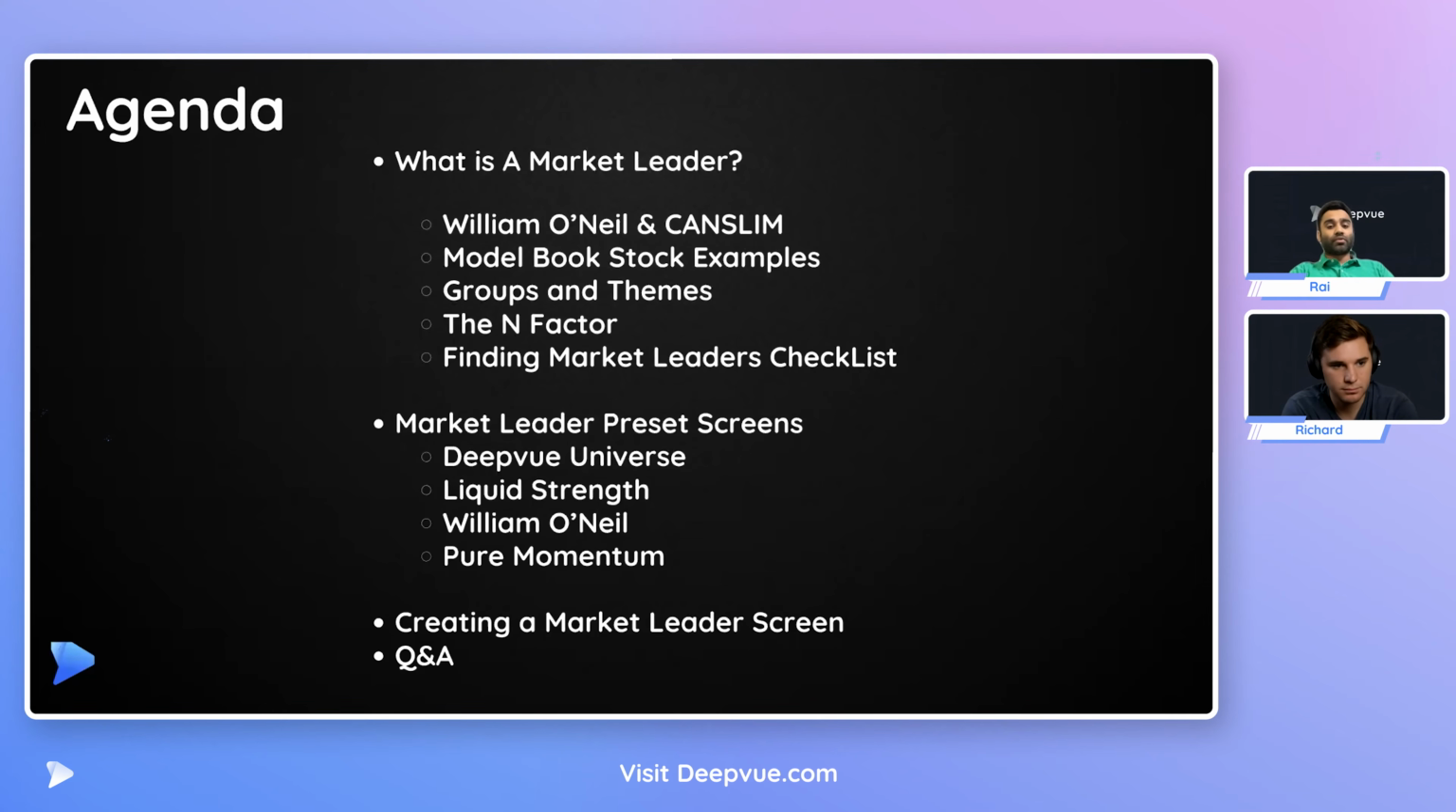So in the second half of the presentation, we'll get into how we've incorporated it into some of the preset screens that we have in Deepvue. We'll create a few screens on the fly, talk about a few data points that are available, and then open it up for Q&A. The questions that you guys have should not be limited to just Deepvue. If you have questions in general on what we're talking about today, feel free to ask those. This is not just about a platform and how we've incorporated these whatsoever.